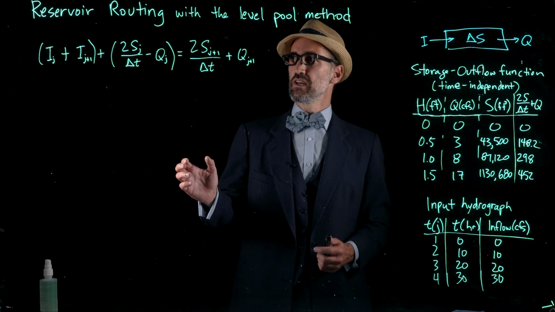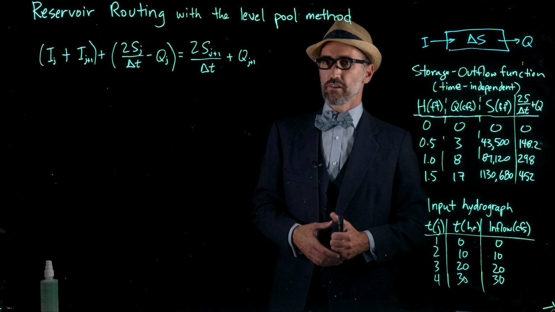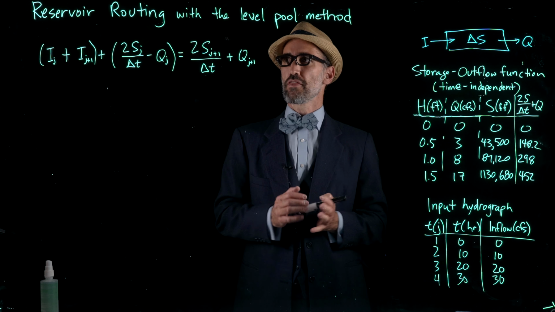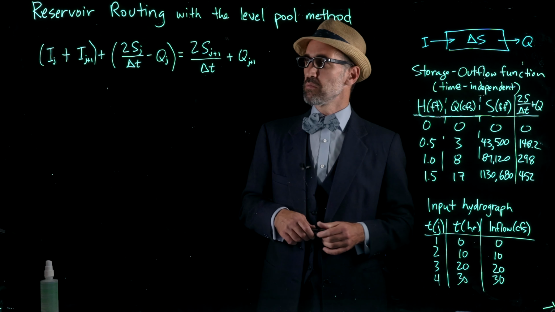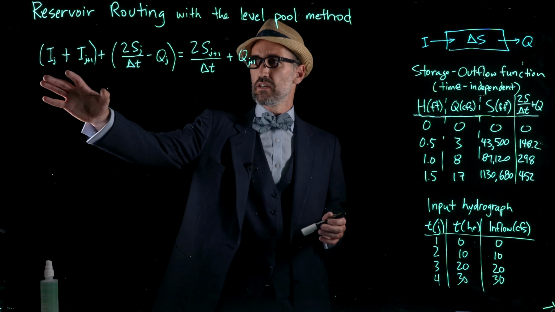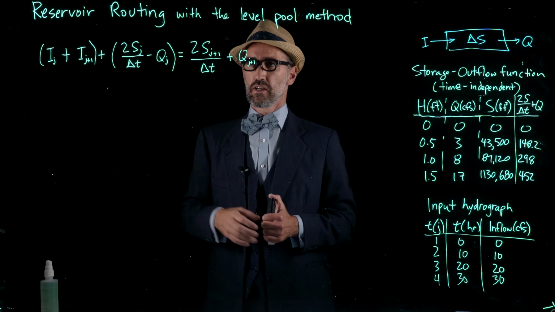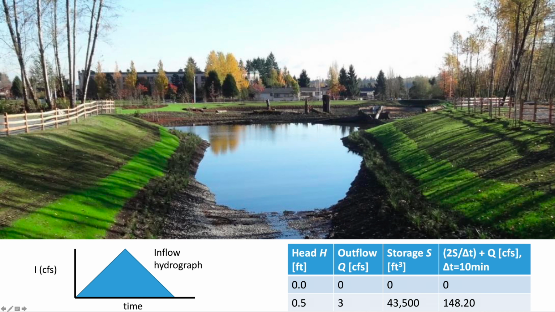All right, so in this video, you're going to learn how to route water through a reservoir. This is a reservoir, and we're going to use the level pool method. In class, we derived this equation, which we're going to use here. As you can see in this slide, what we're routing the water through is a stormwater reservoir.